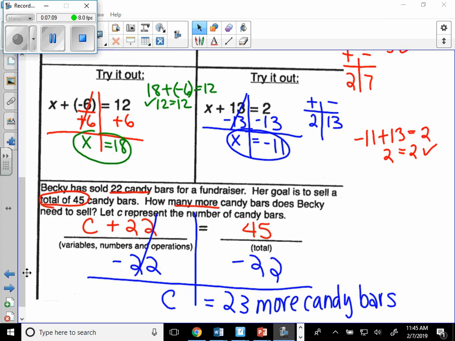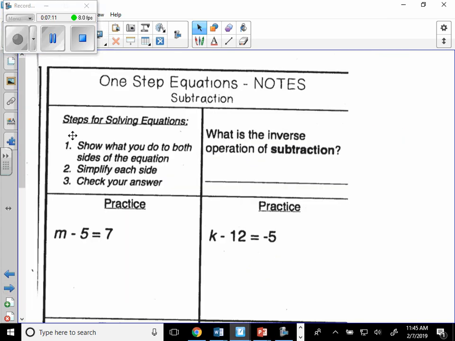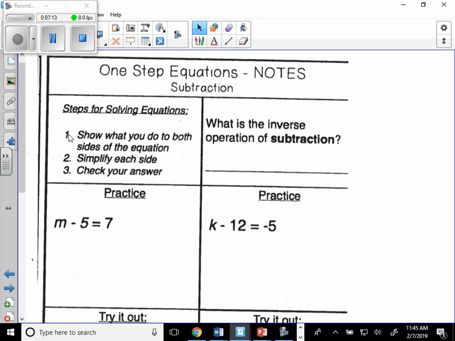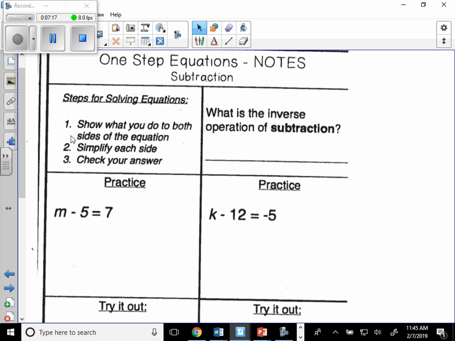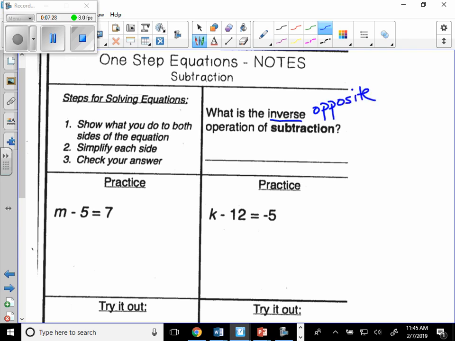All right, moving right along. Let's go ahead and do the subtraction notes here. Same thing. We're still going to do the opposite, the inverse operation of subtraction, which is addition. So inverse, again, means opposite. And if I go too fast, just pause the video. The opposite of subtraction is addition.